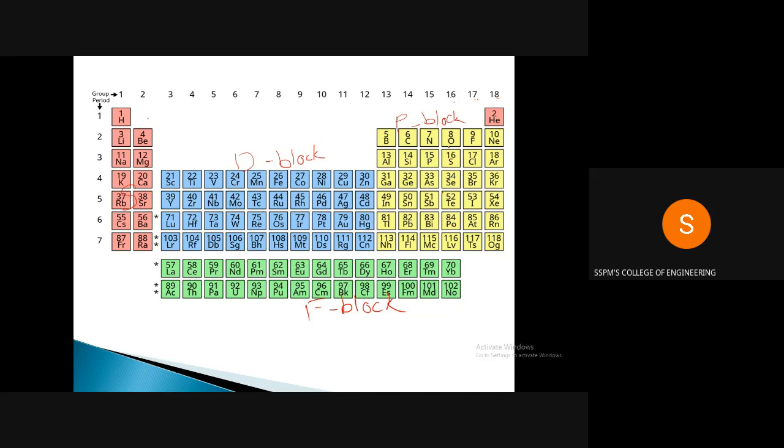As you go down the group, atomic size, melting point, boiling point, these physical properties increase.